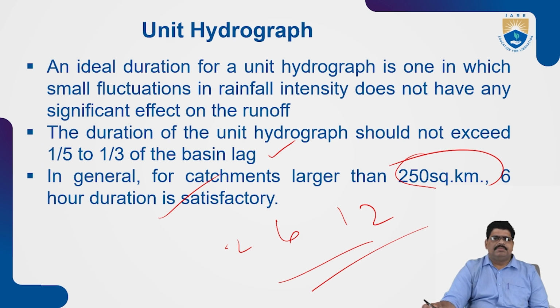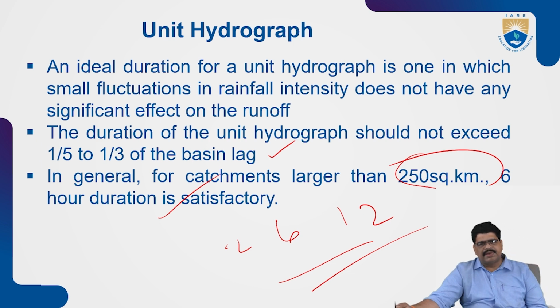The durations are generally 6 or 12 hours. The unit hydrograph duration depends on the catchment area. Generally, for 250 square kilometers, we consider a 6 hour span. The runoff and the time taken in the small streams, and the flow duration, will also matter. That's why we have to consider this particular area of 250 square kilometers.